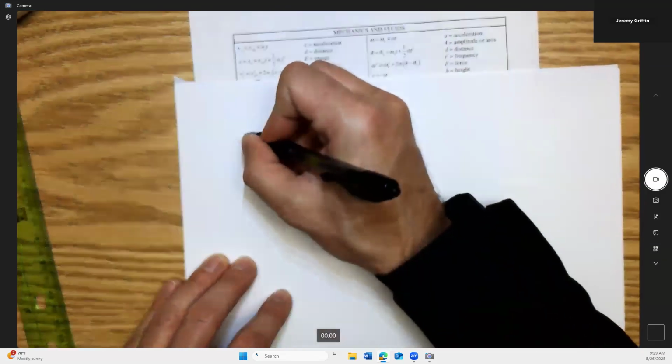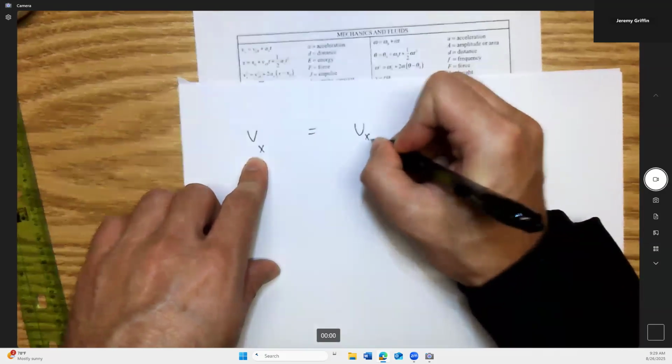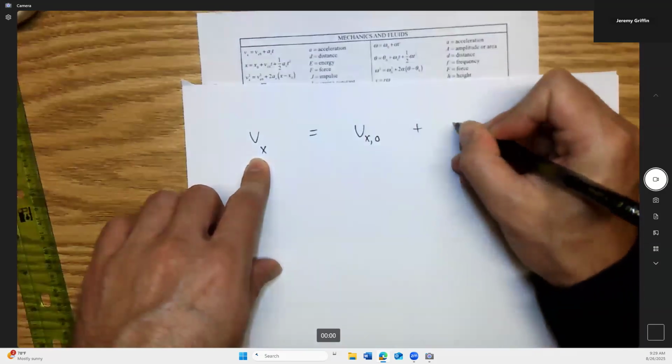So AP writes them like this. They do a little different order. They take the final velocity is equal to the initial velocity plus the acceleration times time.